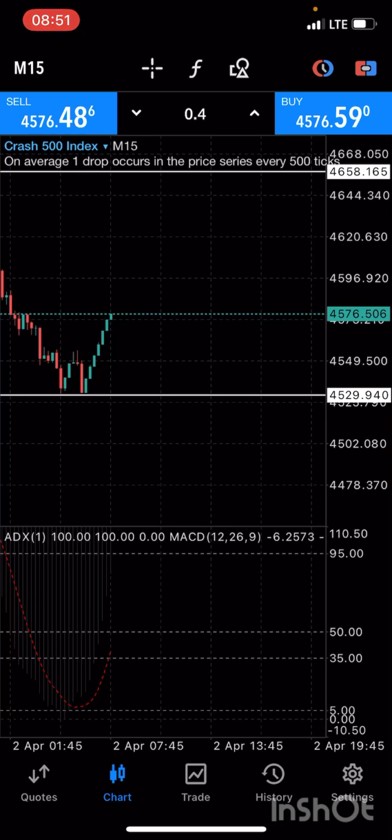Even if it plays out the way it plays out, why am I happy? I'm happy that I'm able to find the support, so I have what to look forward to. So guys, this is how price action works.